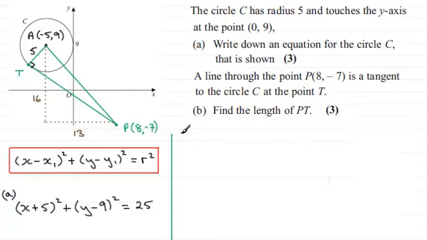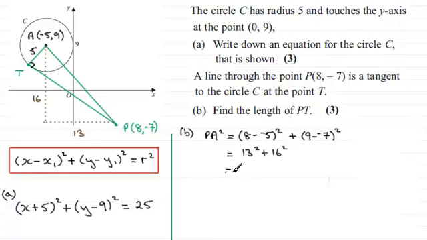Or you could simply say that PA all squared is equal to the difference in the x-coordinates, 8 minus minus 5 all squared, plus the difference in the y-coordinates, 9 minus minus 7 all squared, giving 16 all squared. If you work this out, you've got 13 squared plus 16 squared, which comes to 425.